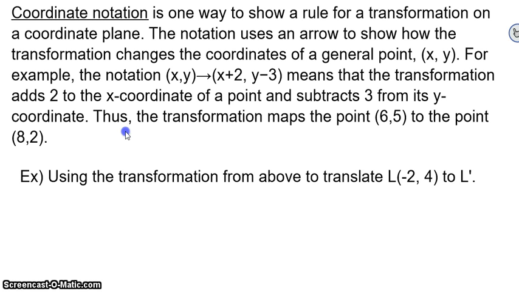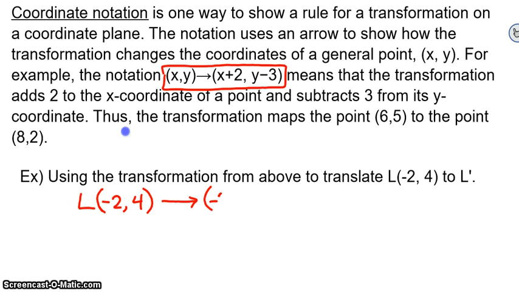Using the same translation, we're going to translate L, which is a pre-image point of (-2, 4), and change it into a point called L prime. Using the same transformation, I'm going to take the x coordinate, -2, and add 2, and then take the y coordinate, 4, and subtract 3. And so if I do the math, L prime should be at (0, 1).